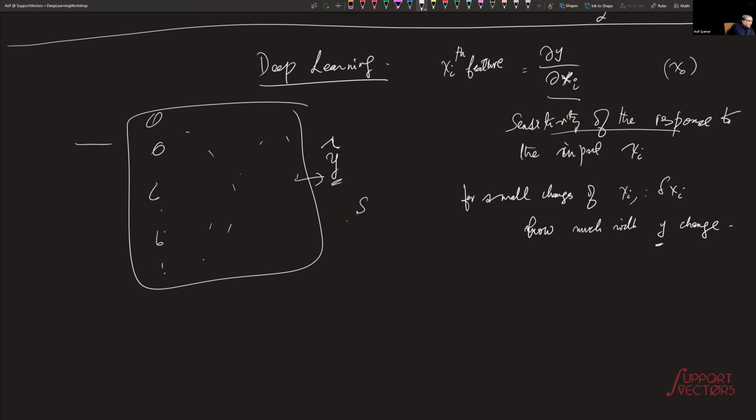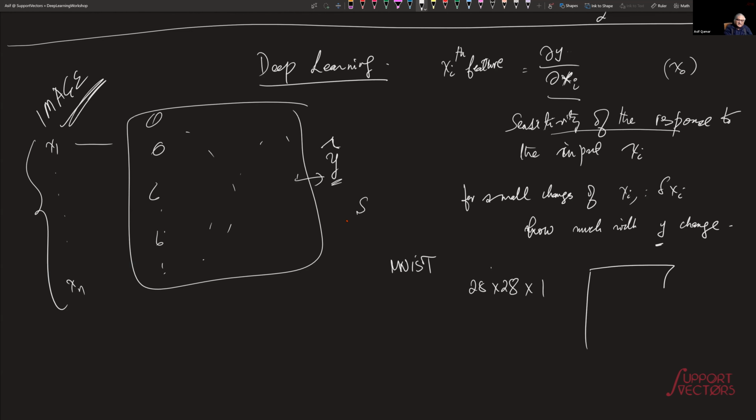So what went in were x1, x2, up to xn. What are these? Let's take an image. For an image, each of these xi are the pixels. Suppose I have, let's look at MNIST. What is it? It's a 28 cross 28 cross 1, a monochrome image, 28 by 28, just one channel.